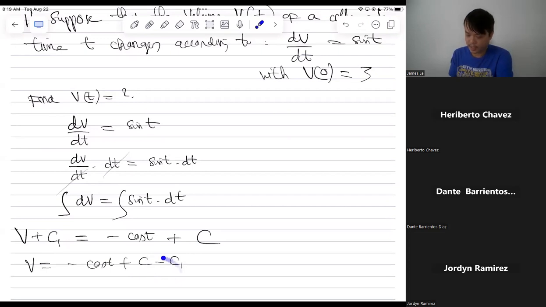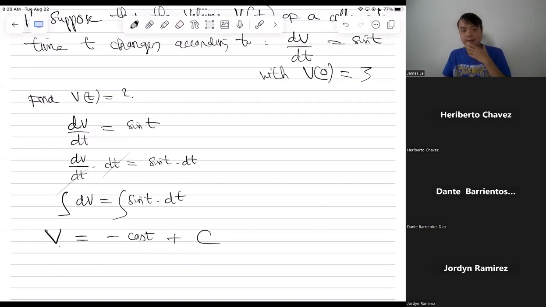Because the constant right here only depends on the initial condition. Based on the initial condition, you will have a unique constant. The constant means the solution is a whole family: you have many functions, but when you have an initial condition, you only have a unique solution. So we just add C on one side.